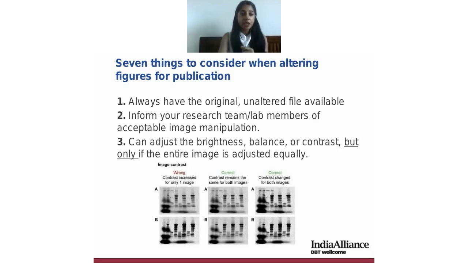For example, you can adjust the brightness, balance, or contrast. You can do that, but only if you do that to the entire image and not just one particular section. So, for example, you're showing two panels. You can't adjust the brightness of one panel or one band and leave the other as is. It has to be done uniformly across the image.